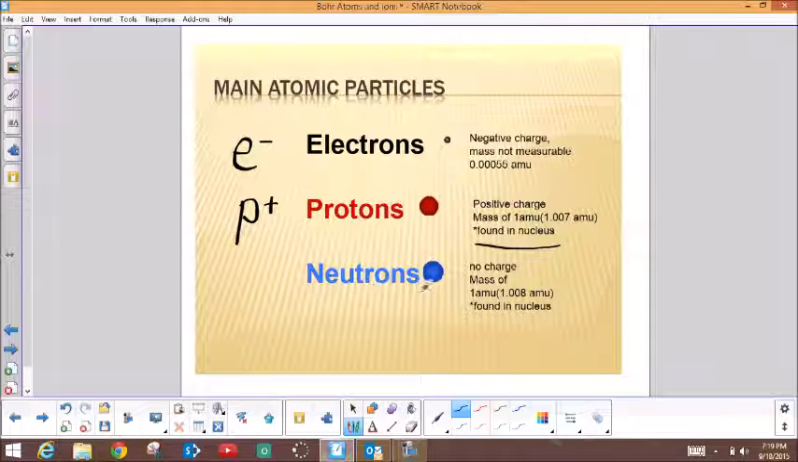The other thing that is found in the nucleus are the neutrons, and they have no charge. Their official symbol is an N, sometimes with a little 0 there, indicating that it has no charge, but most of the time people just leave that little 0 off. It has the mass of 1.008 AMUs, and we generally just call that 1 as well.